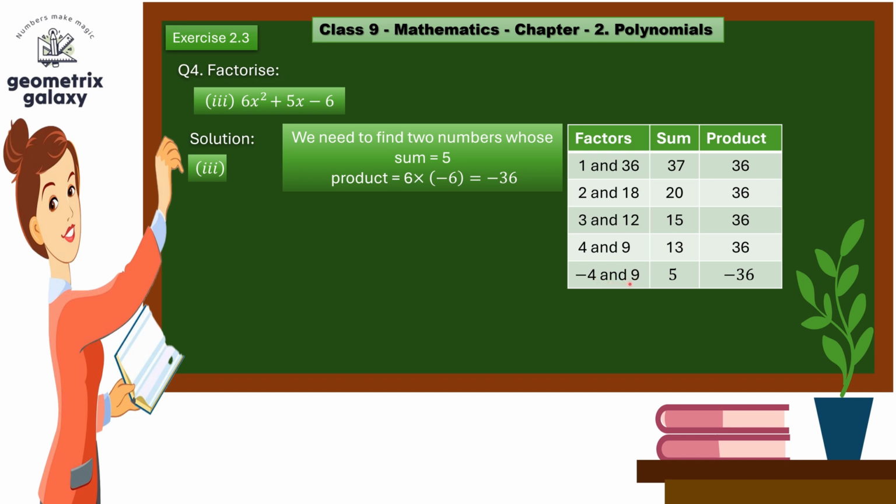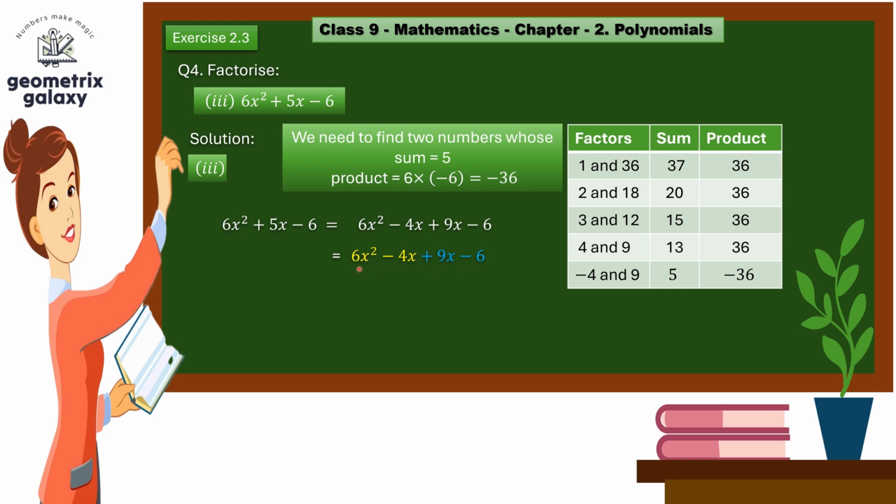If I multiply minus 4 and 9, I will get minus 36, and if I add, I'll get plus 5. So this is the suitable pair of factors for this problem, minus 4 and 9. Now we will split the middle term 5x as minus 4x plus 9x. So we can write 6x square plus 5x minus 6 as 6x square minus 4x plus 9x minus 6.